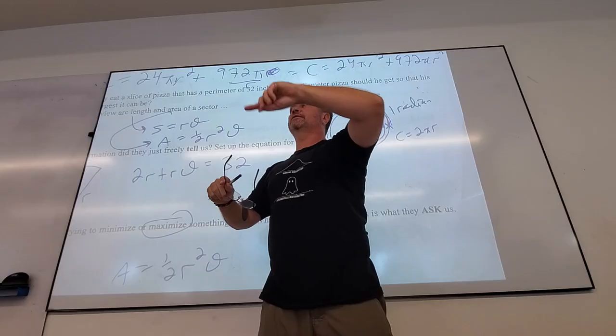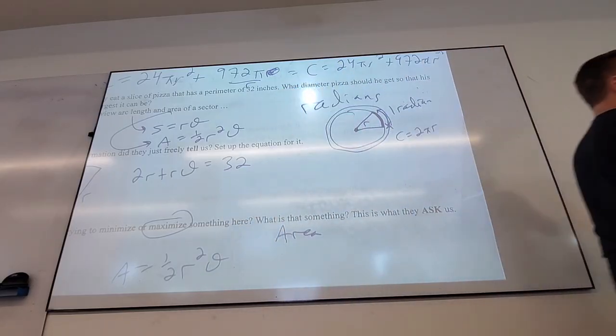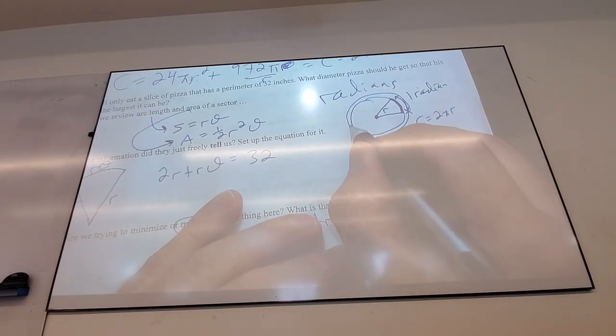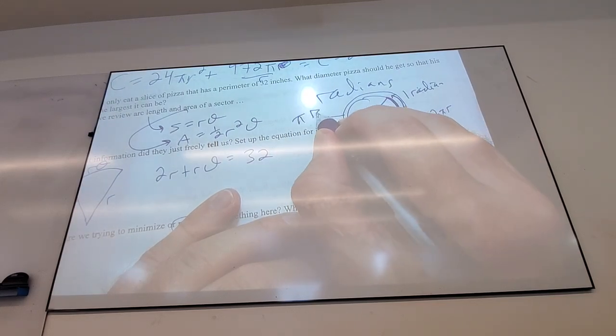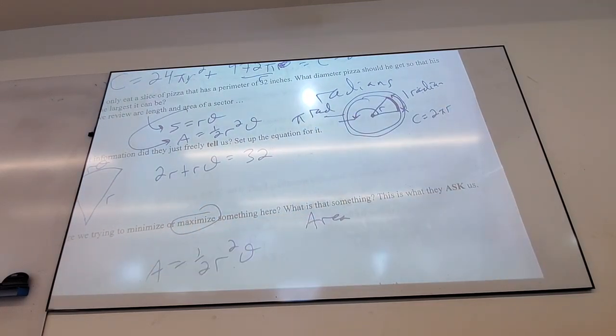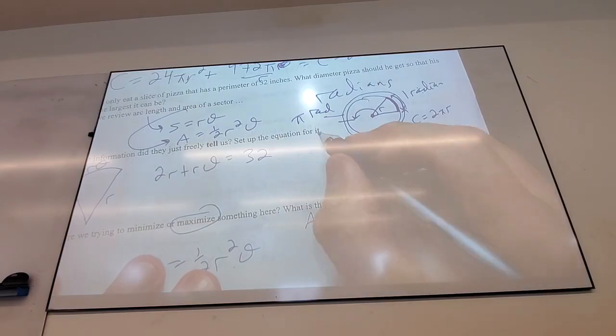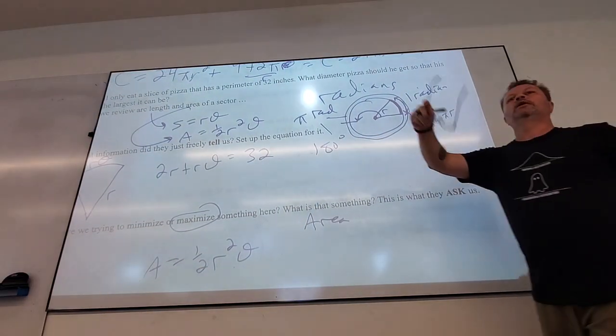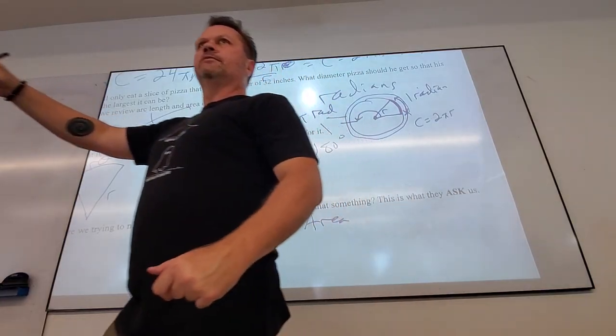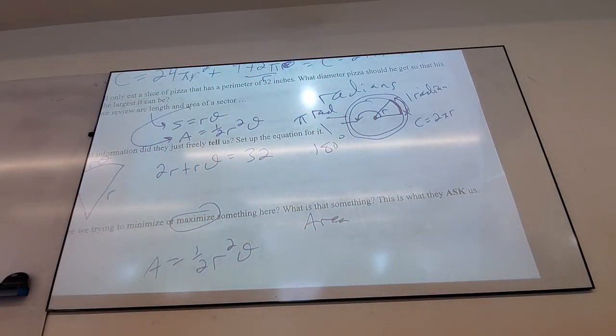So how many radiuses get me halfway? Pi. Okay, so right here, this angle is pi radians. What is it also in degrees? 180 degrees. So every pi radians is 180 degrees. That's like 12 inches is 1 foot.